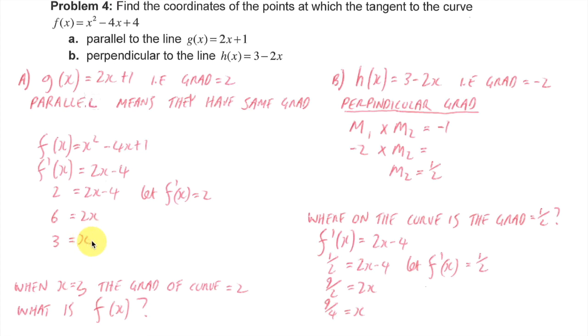So what I found here is that when x is equal to 3, the gradient or the slope of f of x is going to be equal to 2, which is exactly the same as the tangent line equaling 2, which is parallel to this line here, g of x equaling 2x plus 1.